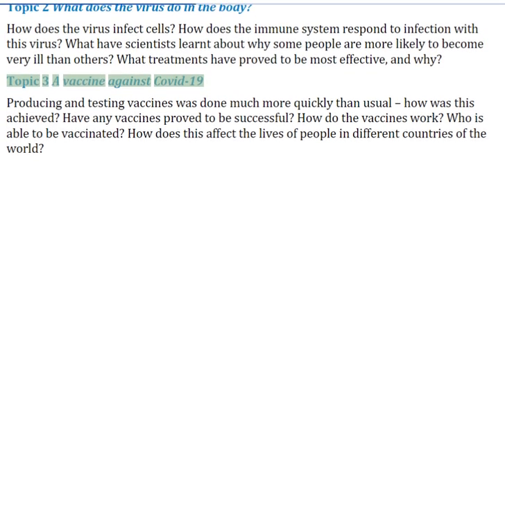Topic 3. A vaccine against COVID-19. Producing and testing vaccines was done much more quickly than usual. How was this achieved? Have any vaccines proved to be successful? How do the vaccines work? Who is able to be vaccinated? How does this affect the lives of people in different countries of the world?